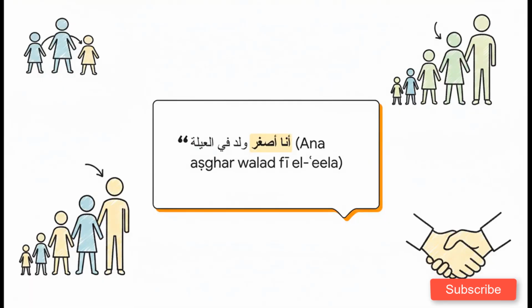Here's how you talk about where you fit in. Ana asghar means I am the youngest. So to say I am the youngest son in the family, it's ana asghar walad fil العائلة. And if you're the oldest, you just swap it out. Ana akbar for I am the eldest.